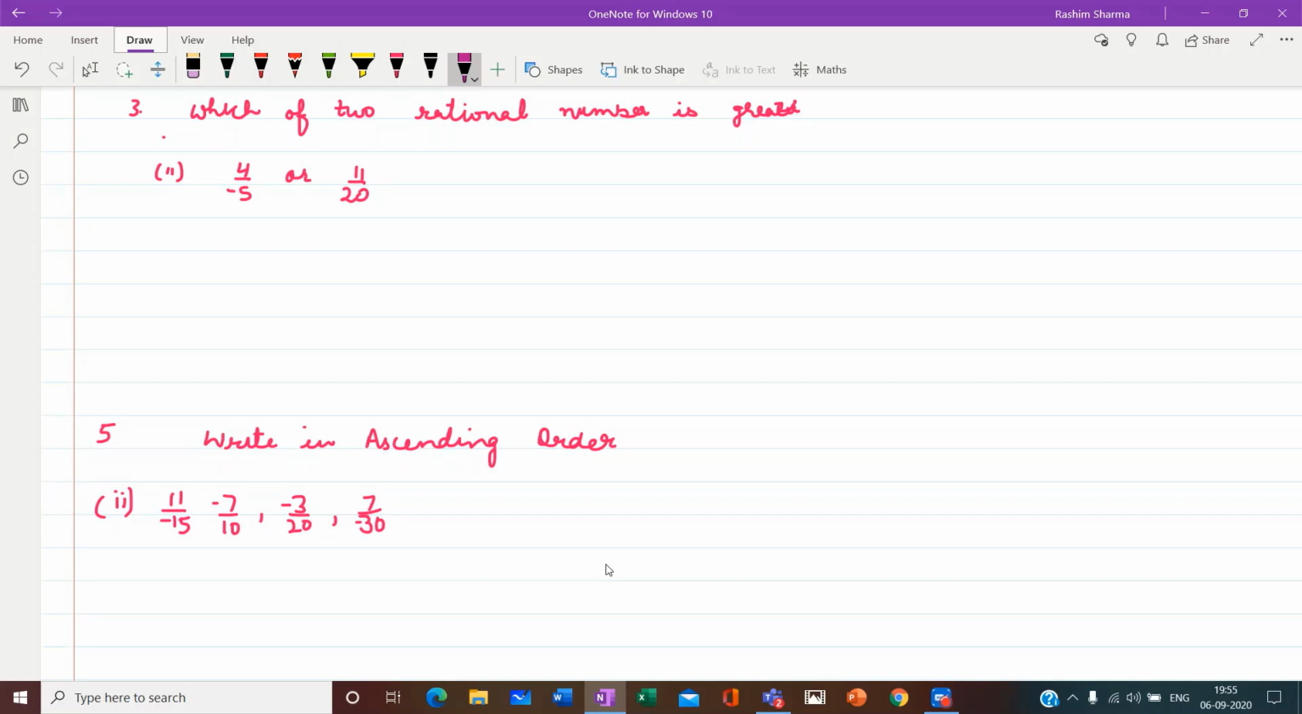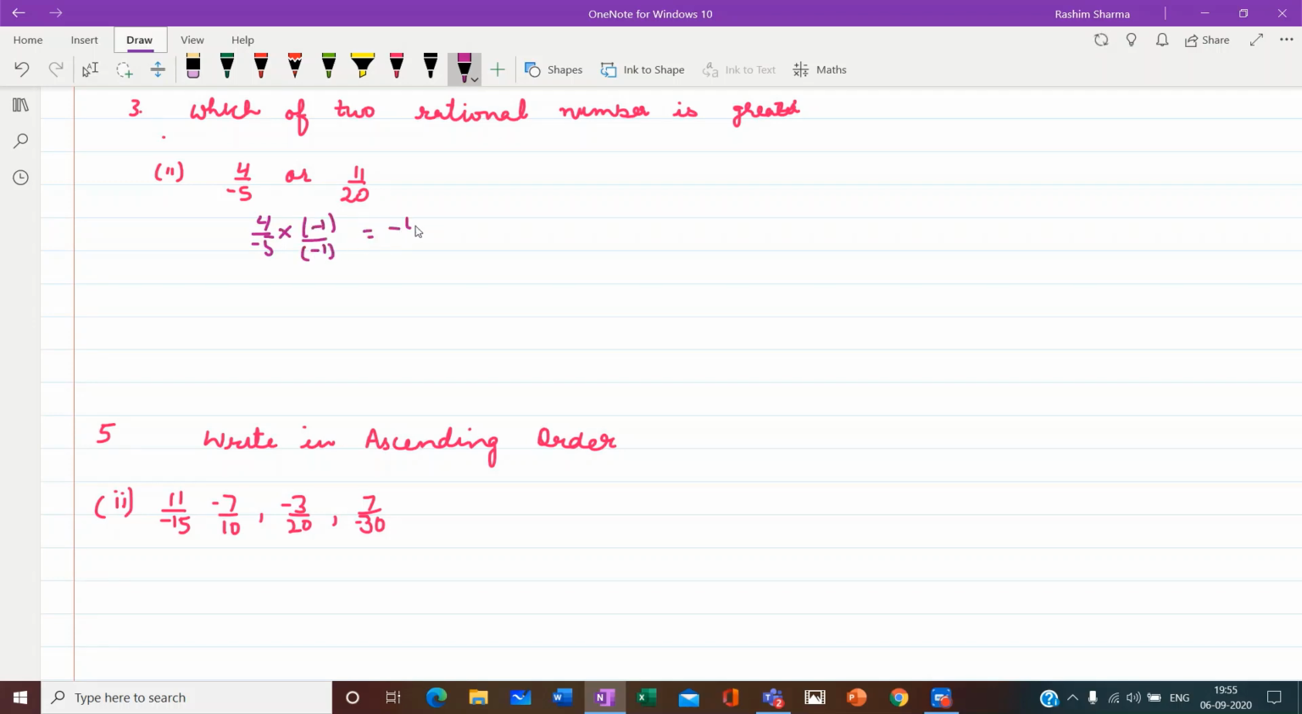Third question is which of the two rational numbers is greater? Second part is 4 on minus 5 or 11 on 20. Now we know first step we need to change the denominator to positive. So 4 on minus 5, we need to multiply both with minus 1.